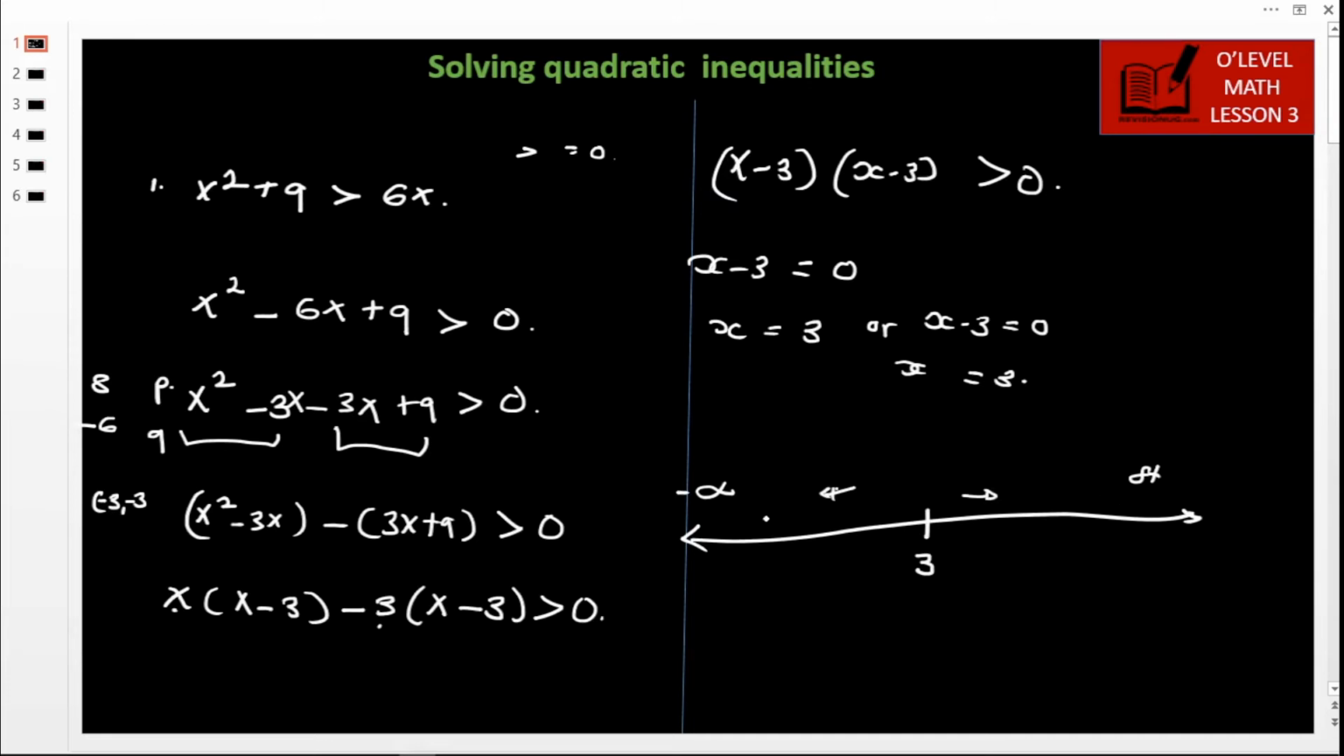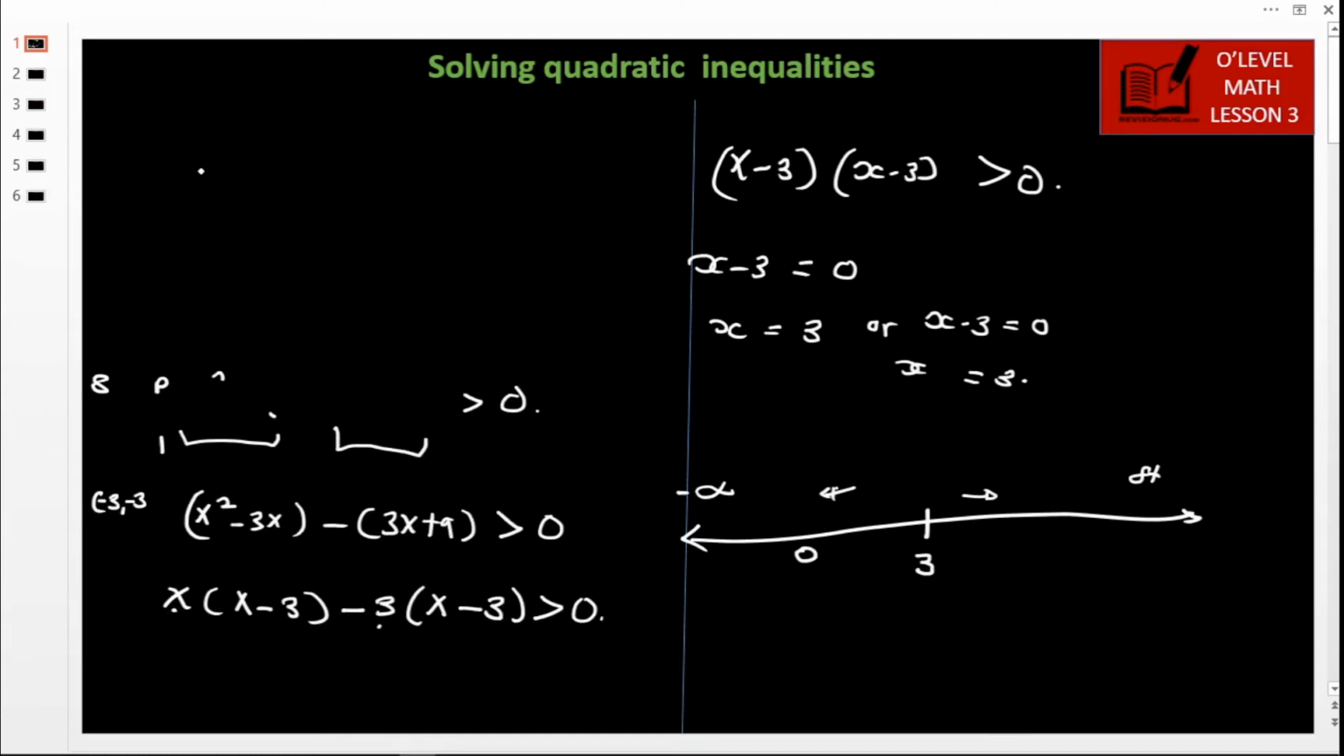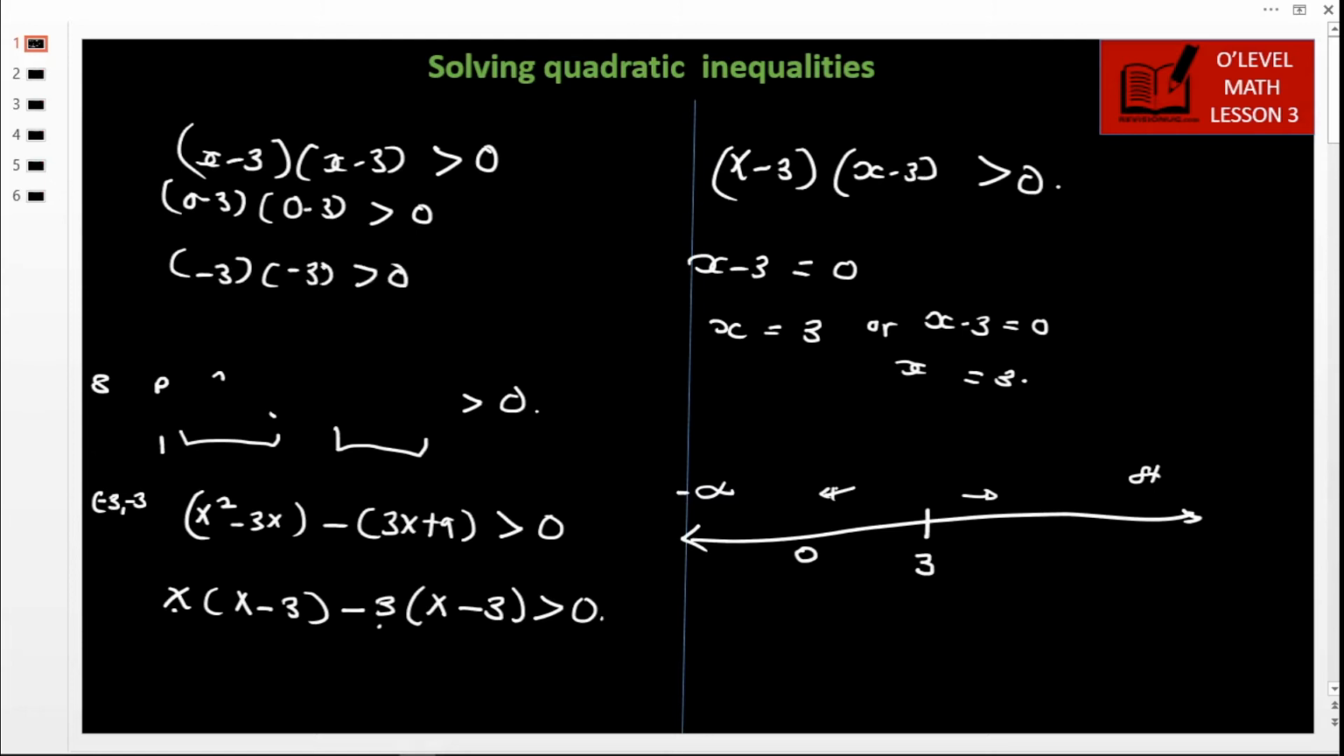From here we choose 0 and put it in to see whether it satisfies our inequality. So we have x minus 3 in brackets, x minus 3, greater than 0. If x is 0, we put 0 minus 3, into 0 minus 3, is greater than 0. So we have negative 3 into negative 3 greater than 0. Negative times negative 3 gives 9. Is 9 greater than 0? Right, meaning that this one works for us. When we go this way we can satisfy.